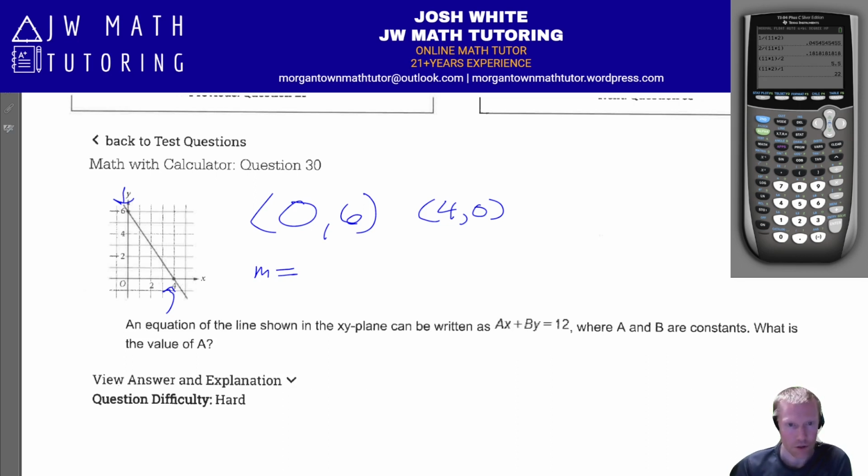If I start here, I go down 6, so my rise is negative 6. And then I go right 4, so my run is 4. Therefore, the slope of this line is negative 3 halves.